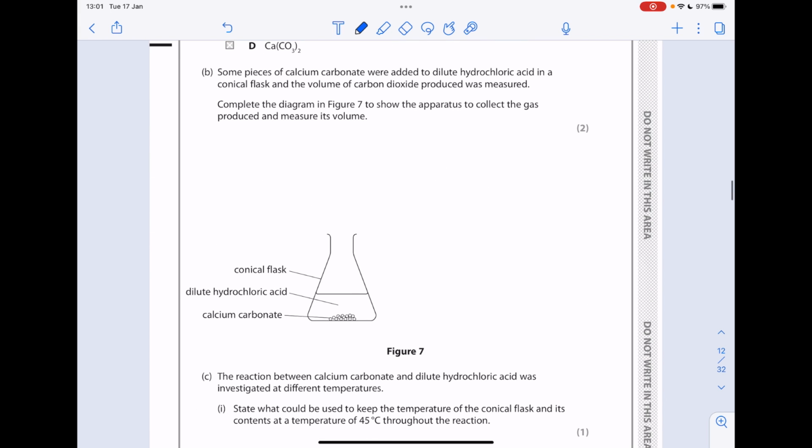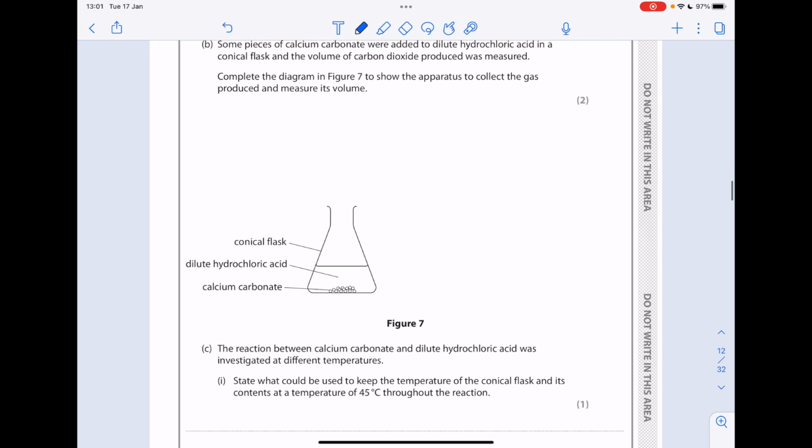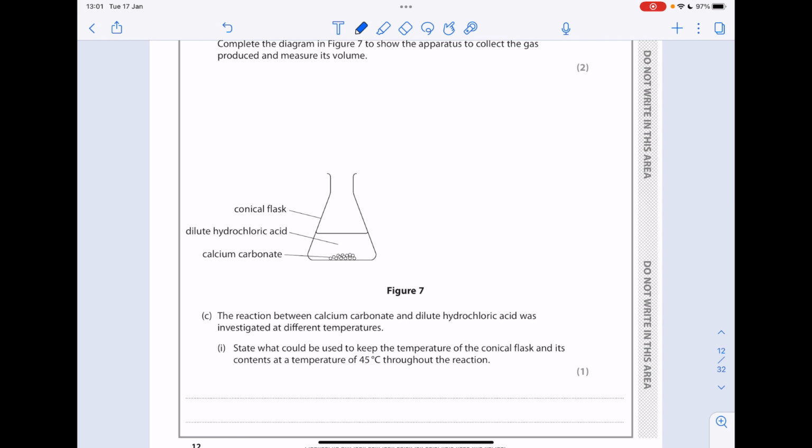Some pieces of calcium carbonate were added to dilute hydrochloric acid in a conical flask and the volume of carbon dioxide produced was measured. Complete the diagram in figure 7 to show the apparatus to collect the gas produced and measure its volume. Oh no, I hate drawing. Okay, we definitely need a bung, but we also need a delivery tube. So there's our bung.